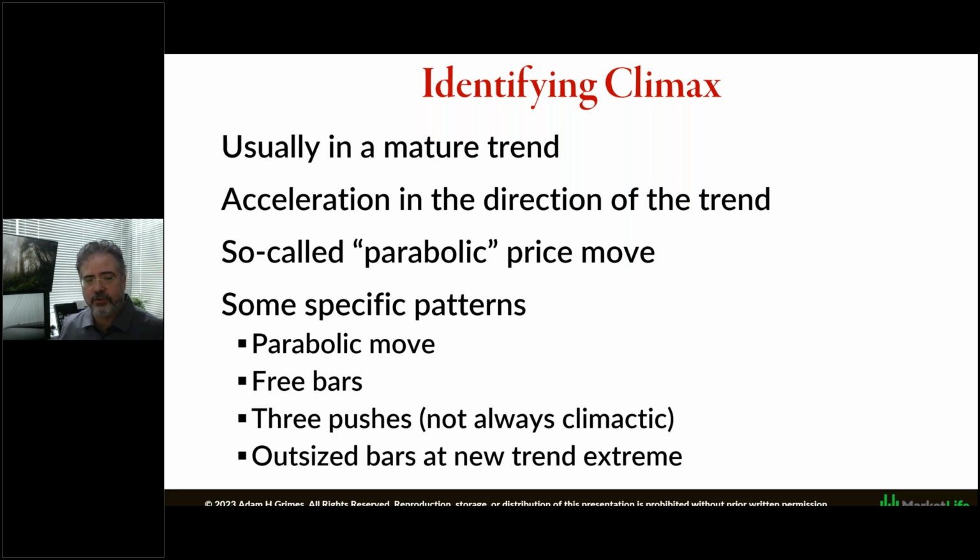Acceleration in the direction of trend. So what I mean is you have your market trending along like this, and then it starts to trend at a higher rate. And this is also sometimes called a parabolic price move. The reason I think it's called a parabolic price move, everybody will show this, is that the assumption is that then it will look parabolic on the other side. And sometimes it does or not, but there are specific patterns we can look at.